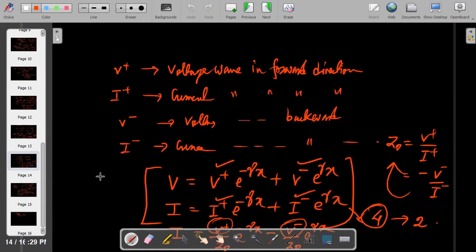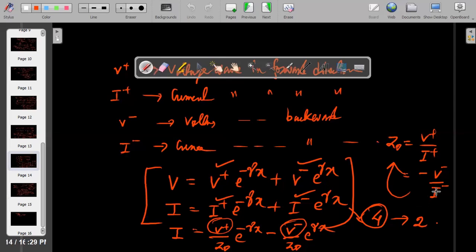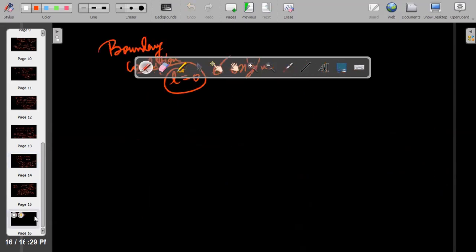Already I told. Look here. V minus by I minus is minus Z. This one, Z naught is nothing but minus V minus by I. If you substitute, it is coming minus. Okay, you please check. Check the equations. Z naught, what I told, it is minus of V minus by I. That's why this minus is coming. Okay. Is it clear?